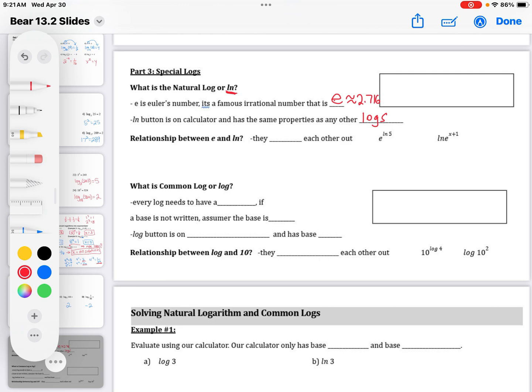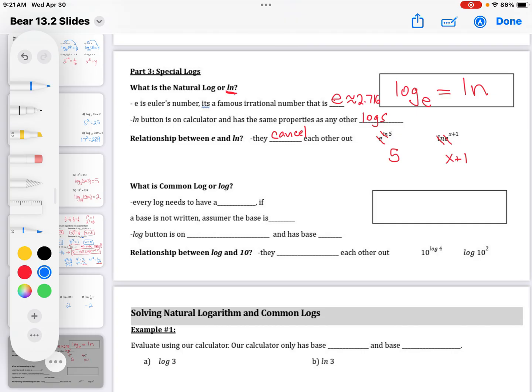So what you need to know is that log base E is the same as saying natural log. The relationship between E and natural log is that they cancel each other out. So if I have E to the natural log of 5, the E cancels with the natural log, and I just have 5. If I have natural log of E to the x plus 1, I would cancel the natural log and E and just get x plus 1.